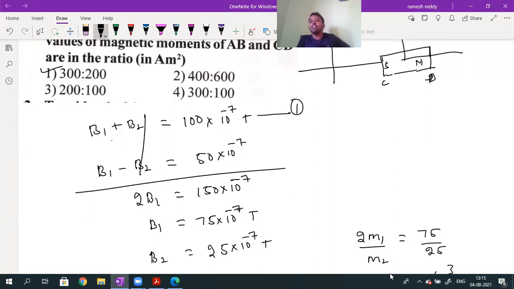Now they are asking us to calculate the ratio of their magnetic moments. To calculate the ratio of their magnetic moments, first I am finding the magnetic field induction value.